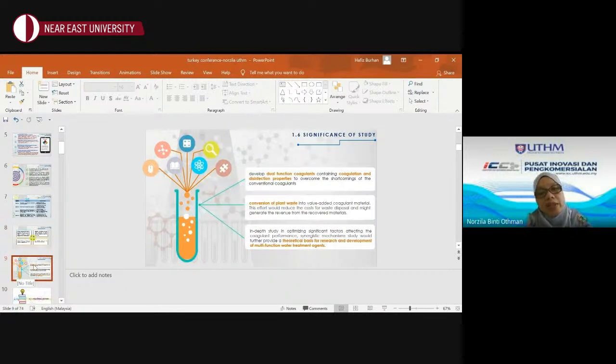Why is this study significant? This study is significant due to developing a dual-function coagulant containing coagulation and disinfection process to overcome the shortcomings of the conventional coagulant. Conversion of plant waste into a value-added coagulant, where cassava peel has been converted into starch-based coagulant. In-depth study in optimizing significant factors affecting the coagulant performance and synergistic mechanism study would further provide the theoretical basis for research and development.